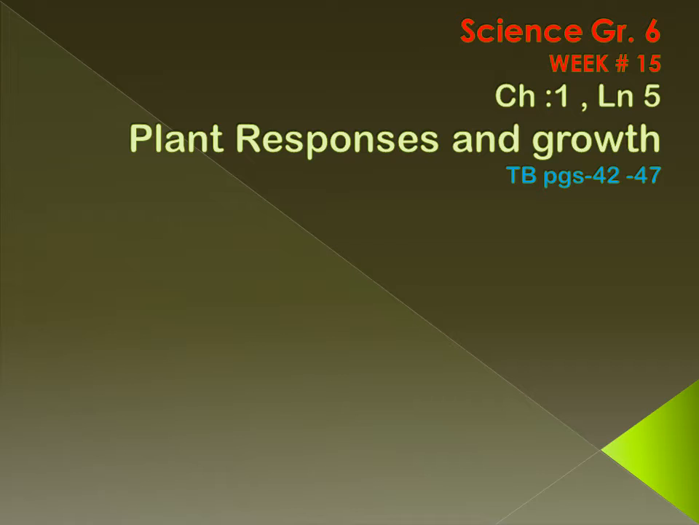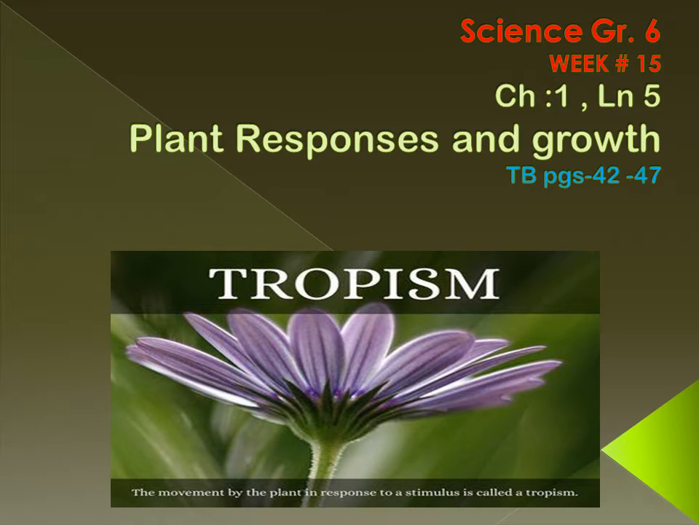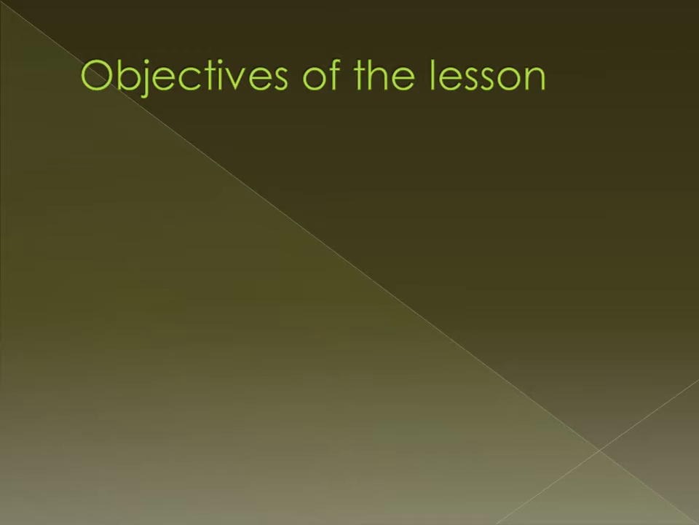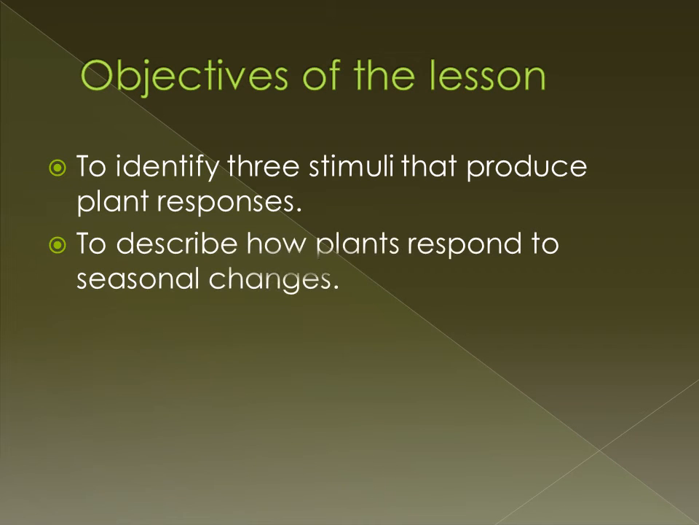Now we are in week 15. This week we are discussing chapter 1, lesson 5, plant responses and growth. Textbook pages 42 to 47. So, the objectives of our lesson: to identify three stimuli that produce plant responses, and to describe how plants respond to seasonal changes.